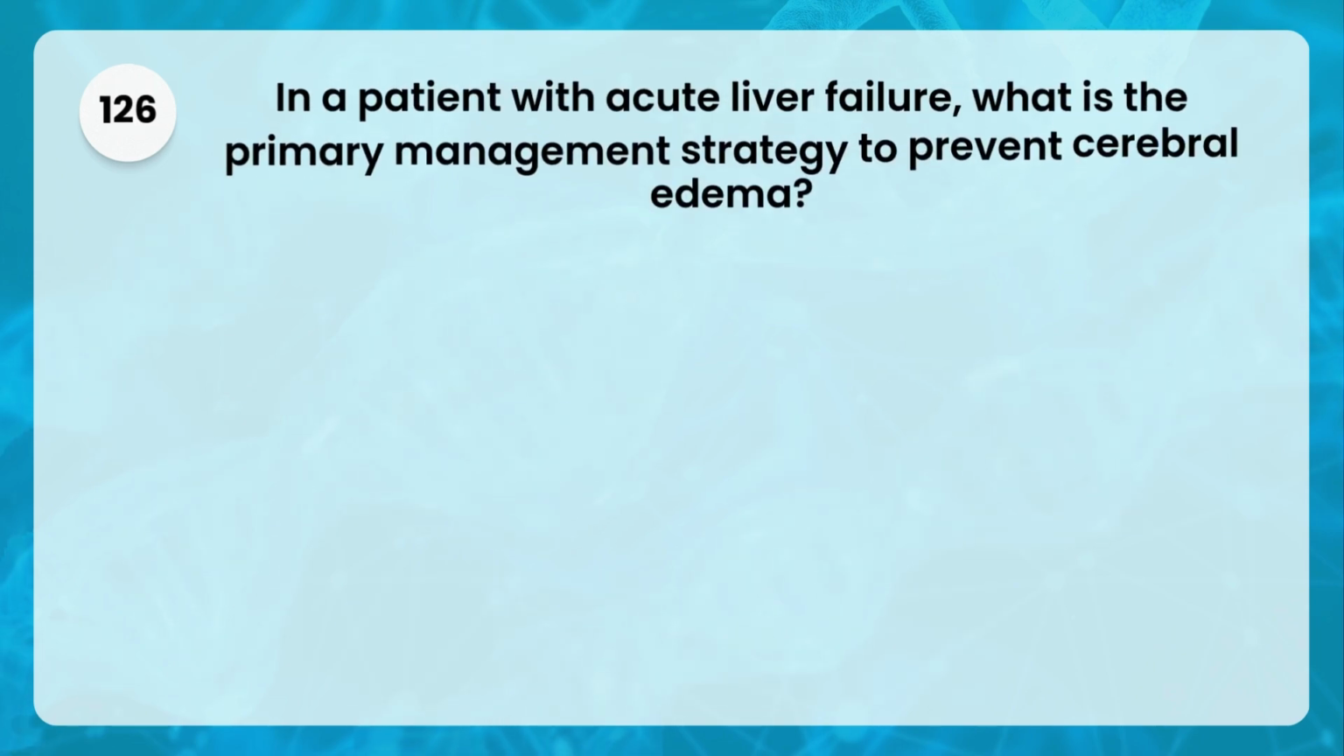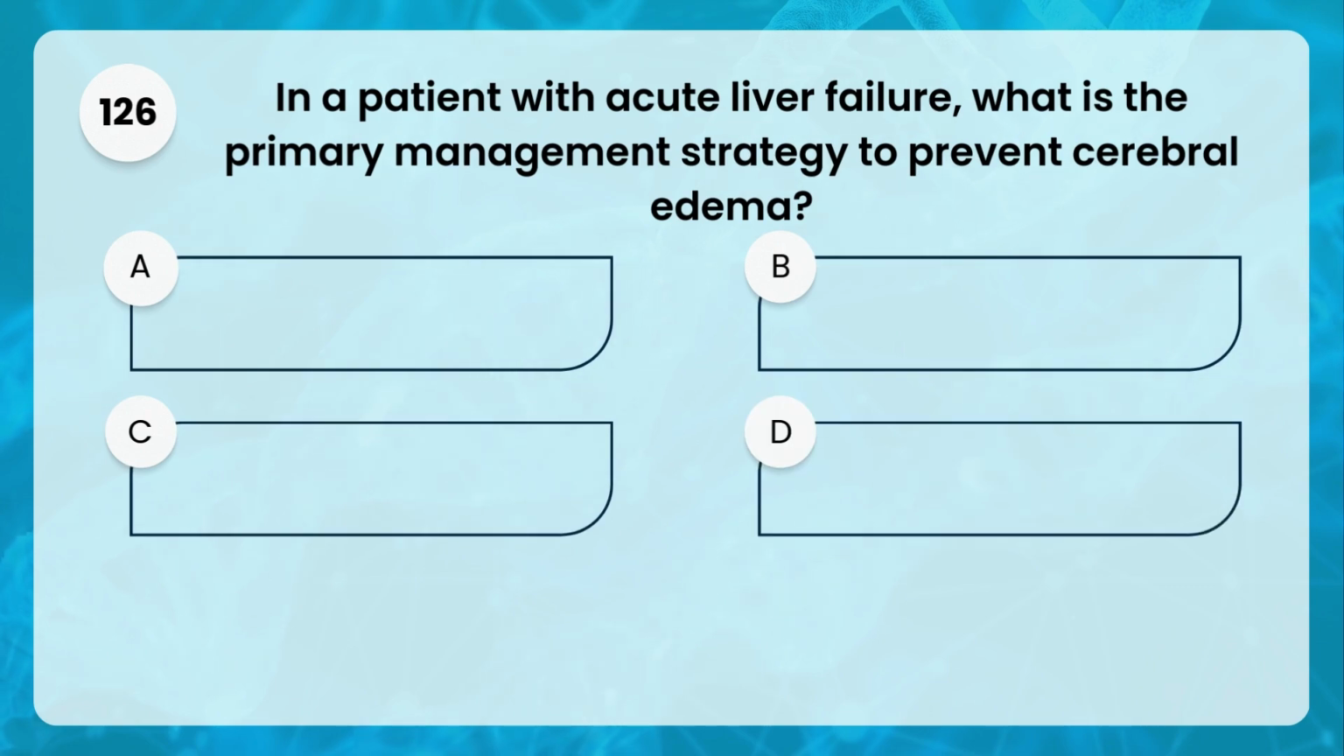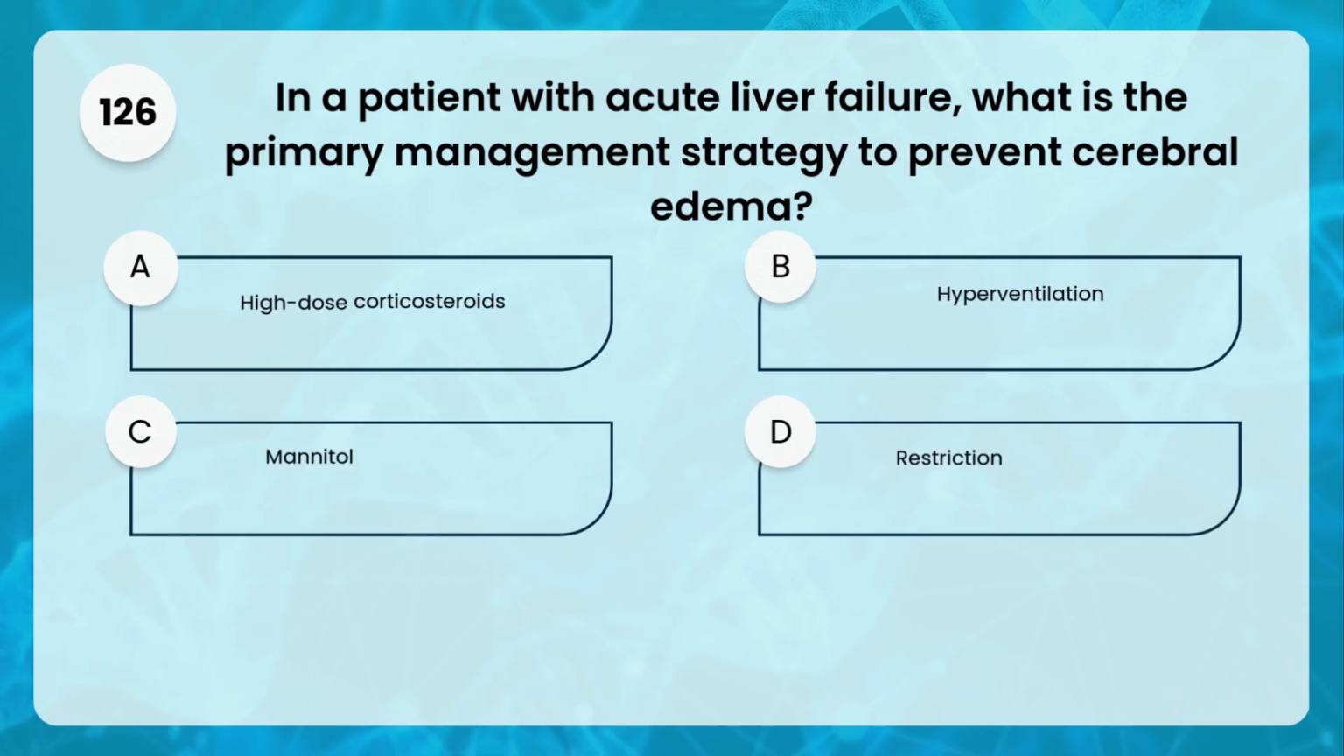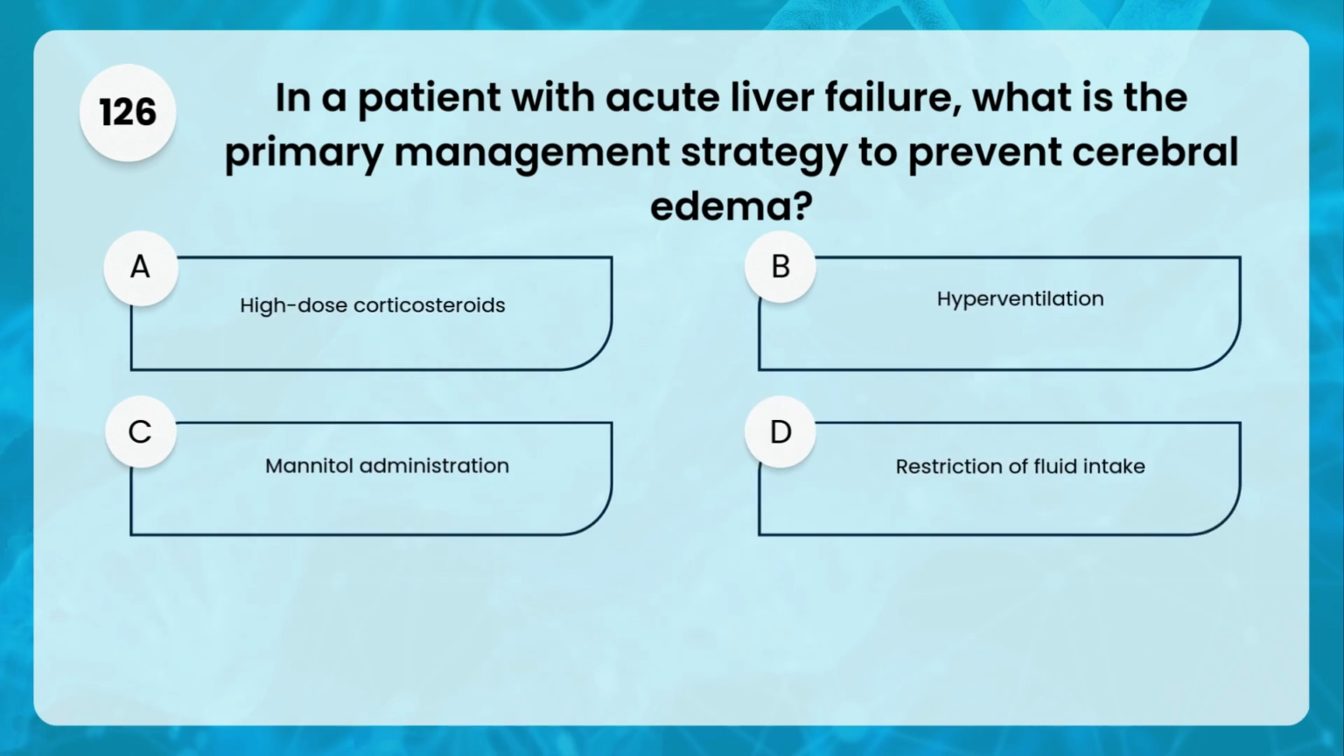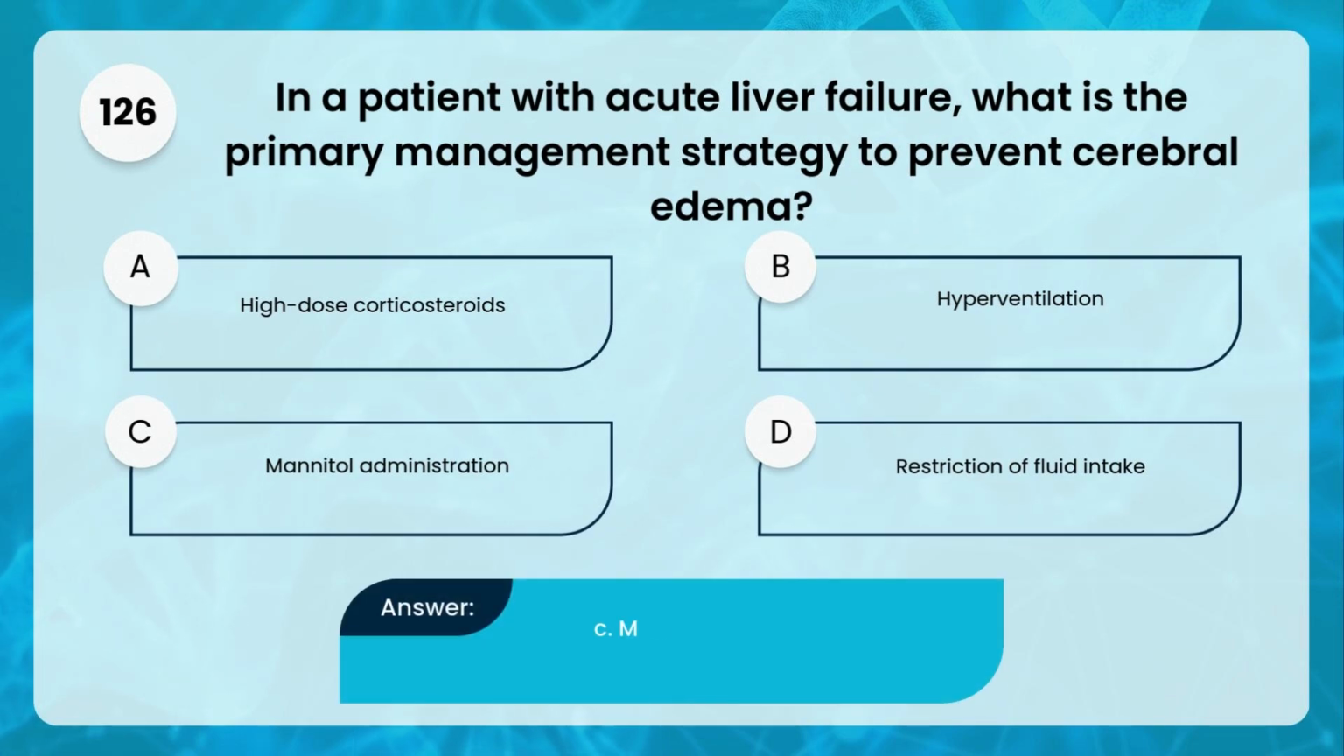126. In a patient with acute liver failure, what is the primary management strategy to prevent cerebral edema? A. High-dose corticosteroids. B. Hyperventilation. C. Mannitol administration. D. Restriction of fluid intake. The answer is C. Mannitol administration.